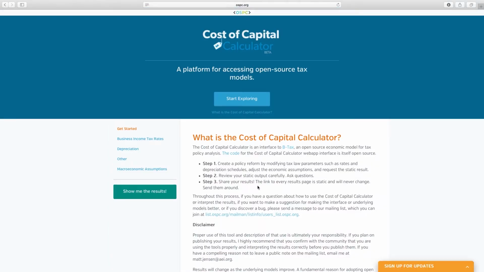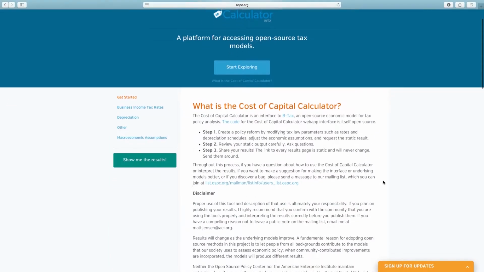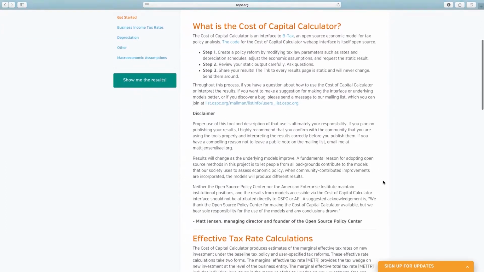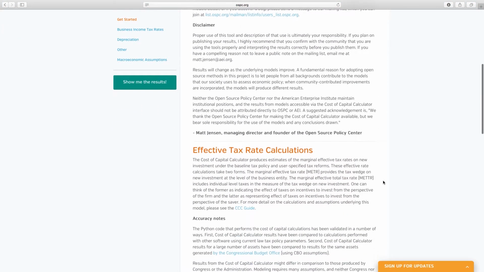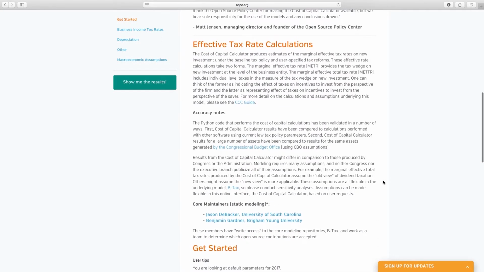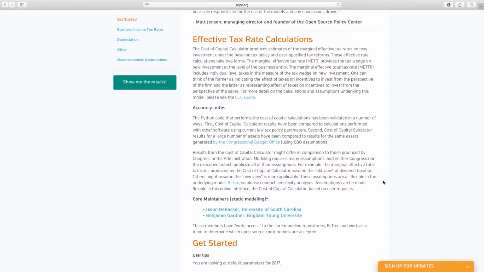From here, we're taken to the Cost of Capital Calculator's webpage. At the top, we see detailed information about the model. In brief, the Cost of Capital Calculator computes marginal effective tax rates on businesses' investments. Marginal effective tax rates summarize the incentives provided by the tax system to undertake these investments. Marginal effective tax rates include things such as the corporate income tax, depreciation allowances, interest deductibility, individual level taxes, and other features of the tax system.